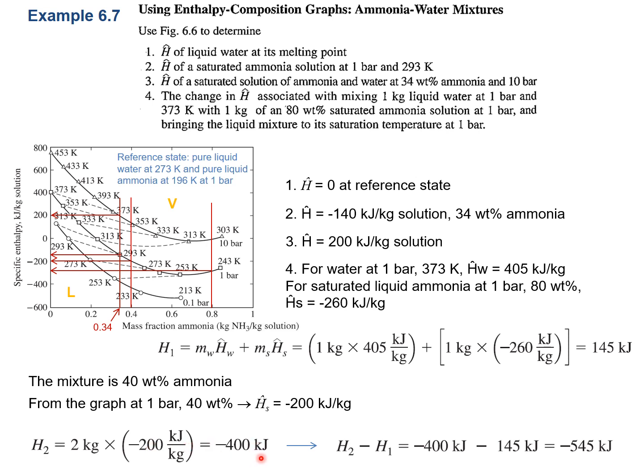Then the target is the change in enthalpy, so H2 minus H1, then minus 400 kilojoule minus 145 kilojoule, which is going to this value. That is the answer for question number 4.